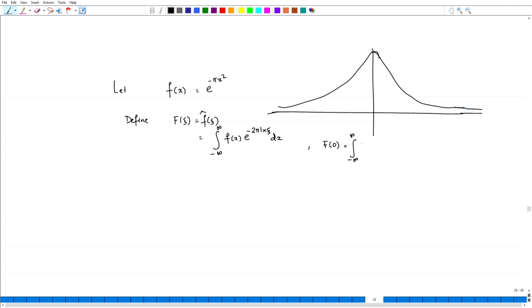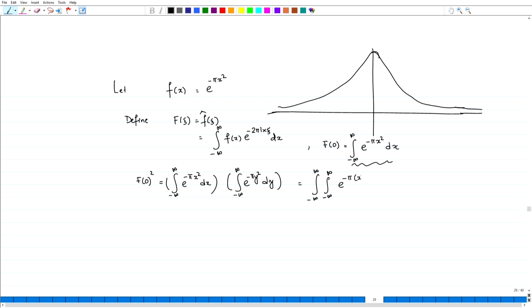So, if I take f hat of 0, then this is going to be the integral from minus infinity to infinity of e to the power minus pi x square dx. And what is the value of this? This is how to compute this integral. Now, one can write that f hat of 0 square is the integral of e to the power minus pi x square dx times the integral of e to the power minus pi y square dy, which is the double integral of e to the power minus pi times x square plus y square, dx dy. Now, this is an integral in R2.